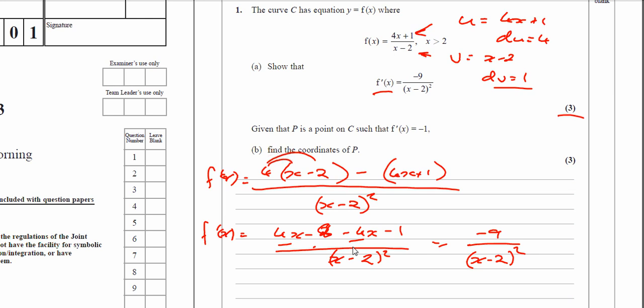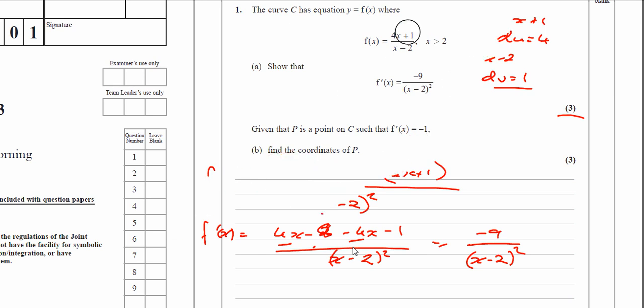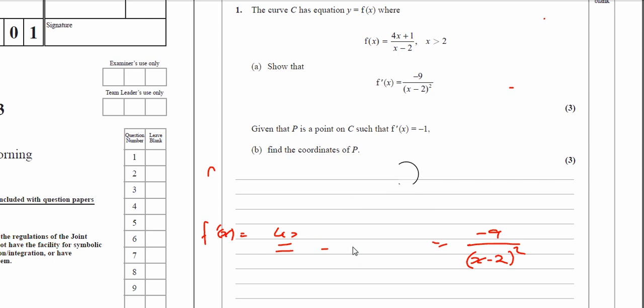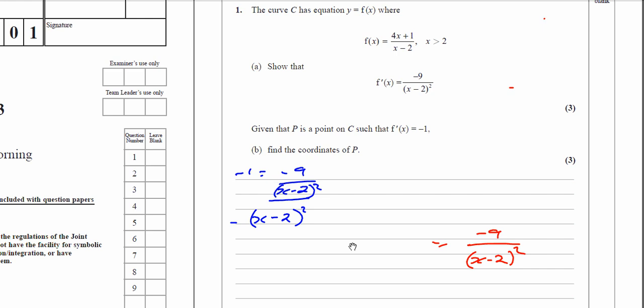Given that P is a point on C such that f dash of x is going to equal minus 1, find the coordinates of P. So you've got to find out what x value gives us a gradient of minus 1. So what we do is we set our gradient equal to minus 1, and say that minus 1 equals minus 9 over x minus 2 squared. So if we bring the x minus 2 squared up, that's going to be minus x minus 2 squared equals minus 9. Times both sides by minus 1, you're going to get x minus 2 squared equals 9.